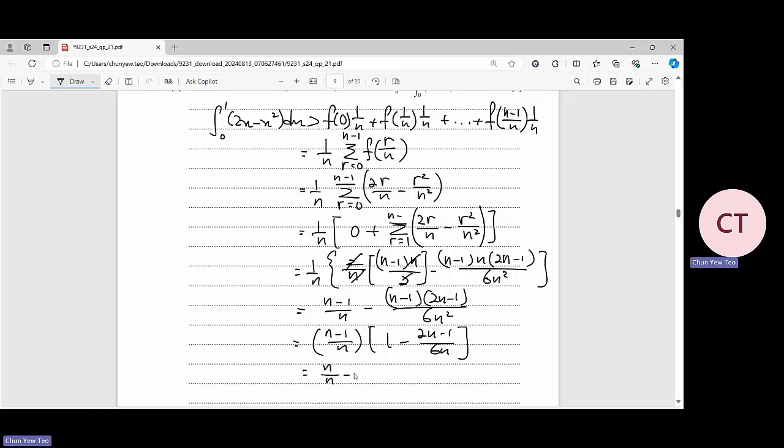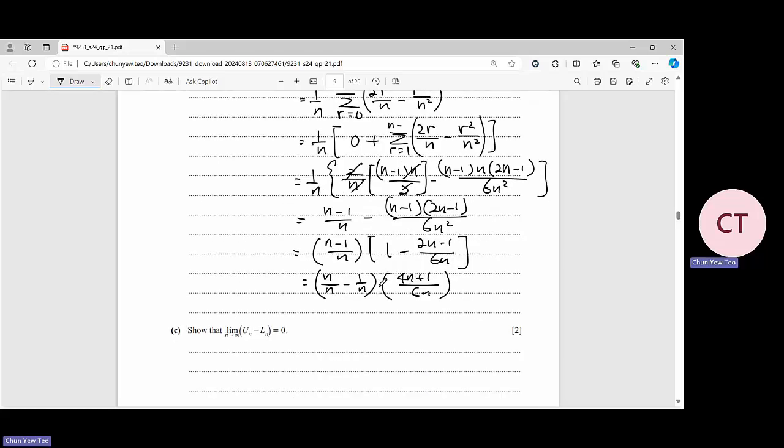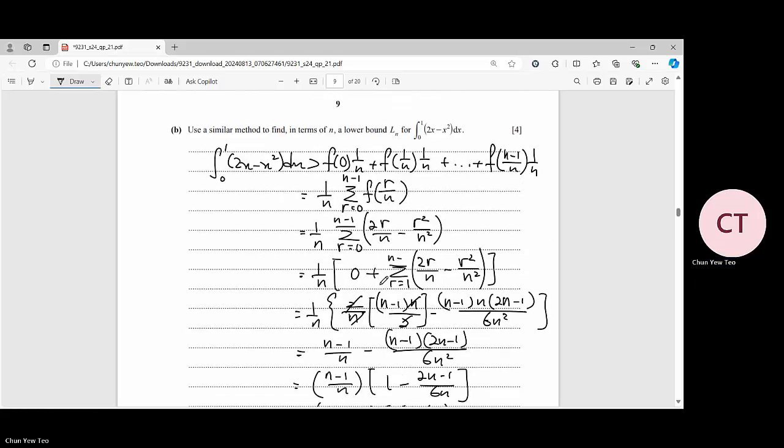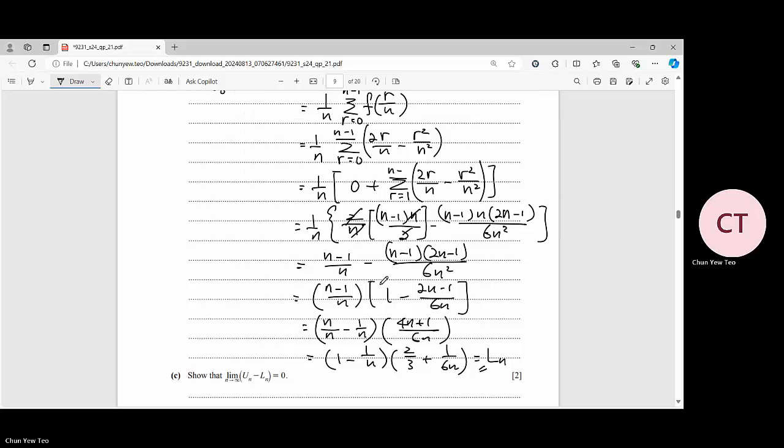Separate it, N over N minus 1 over N. Join together, you have 4N plus 1 over 6N. So at the end, you get this answer as 1 minus 1 over N, 2 over 3 plus 1 over 6N. Okay, so this is the answer for your, this is the so-called LN. This is your answer for the B. So A and B done.